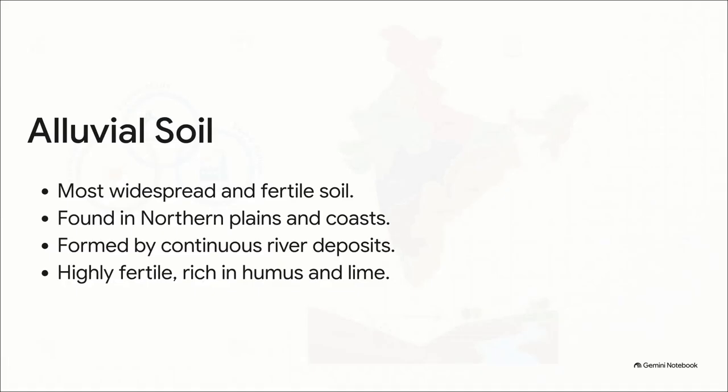The absolute most important soil for India's food security is alluvial soil. It thickly blankets the entire northern plains and the eastern coastal strips. Why there? Because it's continuously deposited by three massive Himalayan river systems, the Indus, the Ganga, and the Brahmaputra. It is insanely fertile, packing the perfect mix of sand, silt, and clay. Plus, it's super rich in humus and lime.